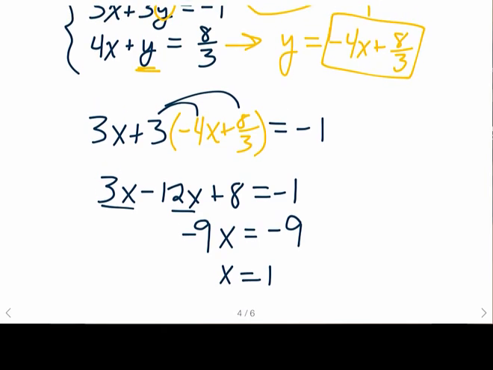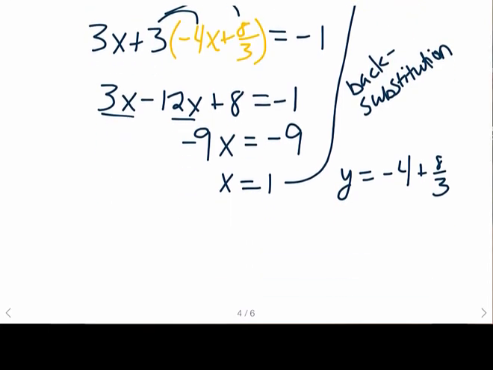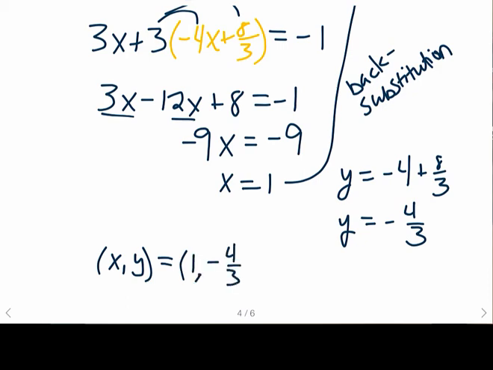Now we have an expression for y in terms of x. And so I can directly substitute. y is equal to negative 4 times 1 plus 8/3. That's called back substitution. And then getting common denominators, I have that y is equal to negative 4/3. We're again going to wrap this up. x, y is equal to 1, negative 4/3.